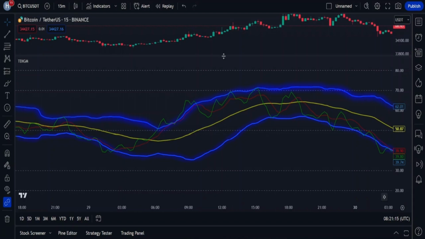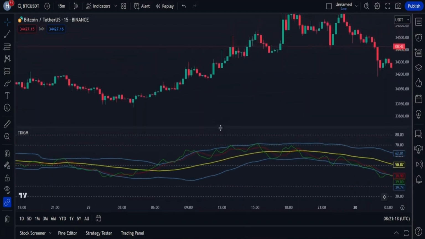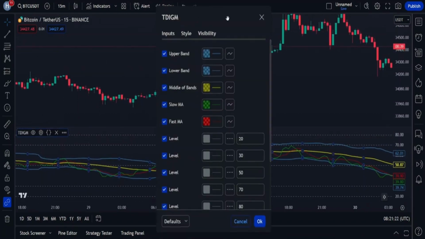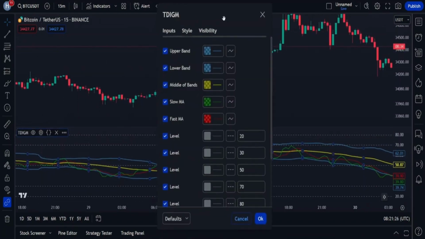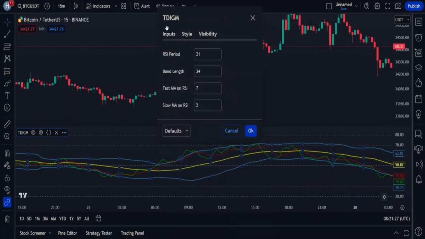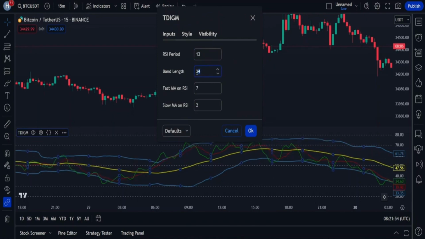Now let's change the indicator settings to optimize it for working with the strategy. To do this, let's go to the Indicator Settings tab and go to the Inputs tab. First we will change the RSI period to 13, then we will change the band length to 34. Finally we will change the Fast MA on RSI to 2 and the Slow MA on RSI to 7. Make sure you follow these settings carefully to get the best results from this strategy.